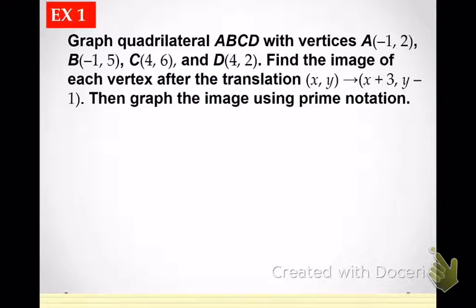Okay? So let's talk about how to create an image from a pre-image. So if we were to graph quadrilateral ABCD, and you have a grid there in your notes, I'll let you go ahead and graph the vertices. A is at negative 1, 2. B is at negative 1, 5, C is at 4, 6, and D is at 4, 2. Take a second to graph those.